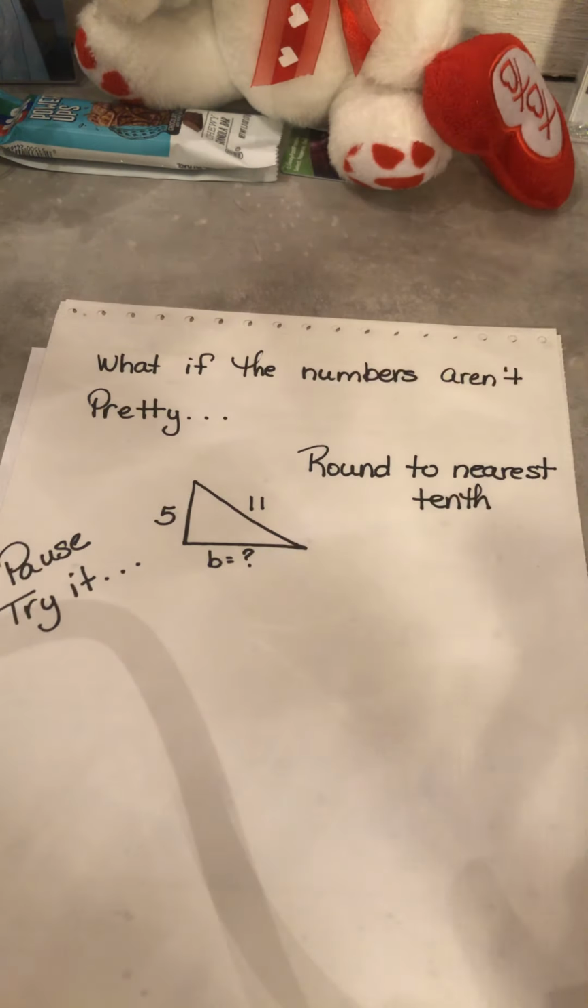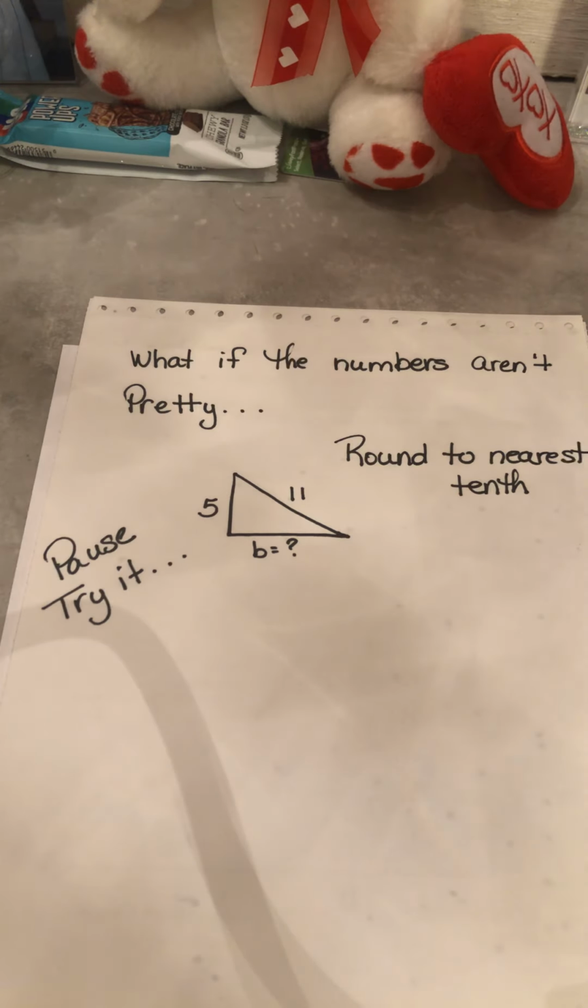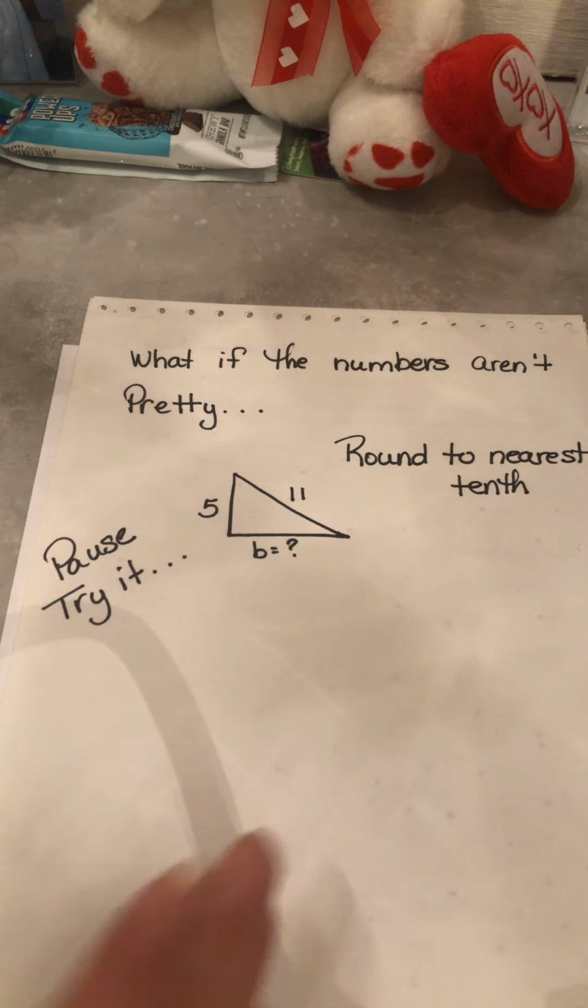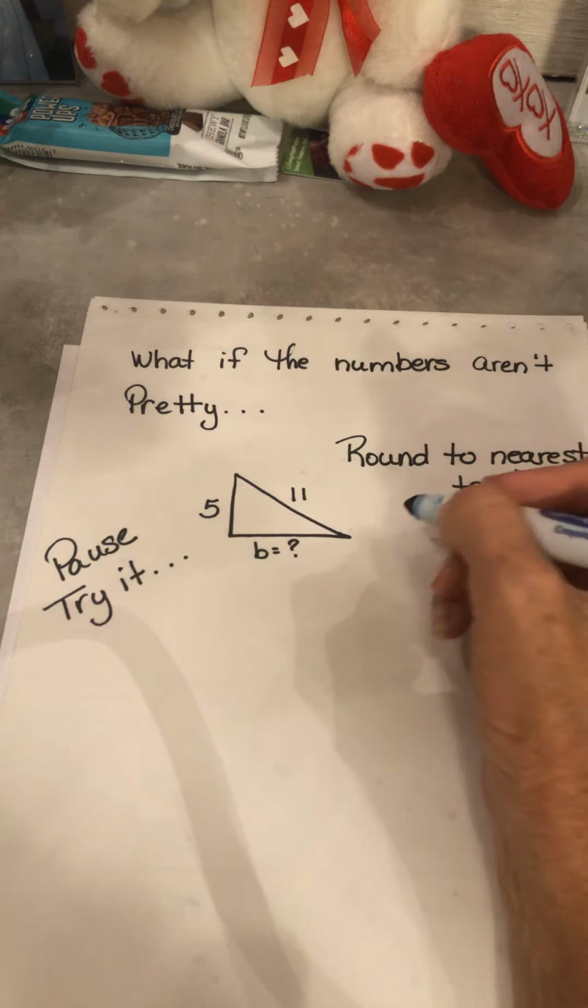We're almost done, guys. Okay, so what if the numbers aren't pretty? Once again, you're going to need a good calculator. Can't do all of these if you don't have perfect squares. These would be hard to do without a calculator. And this is another example of not a perfect square.